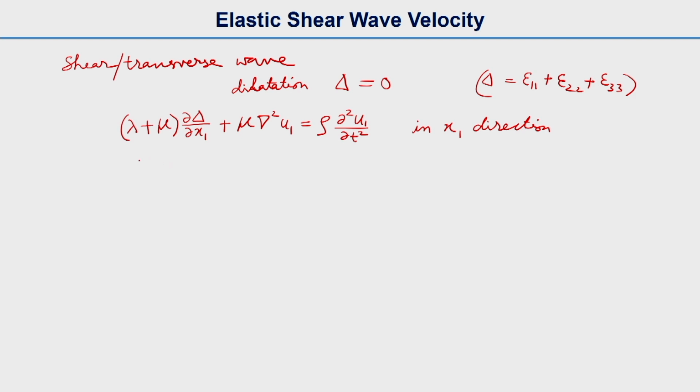So if we take the dilatation delta equal to 0, then we will end up with mu times this expression, and similarly for the other two directions we will have the same, and for the third direction.